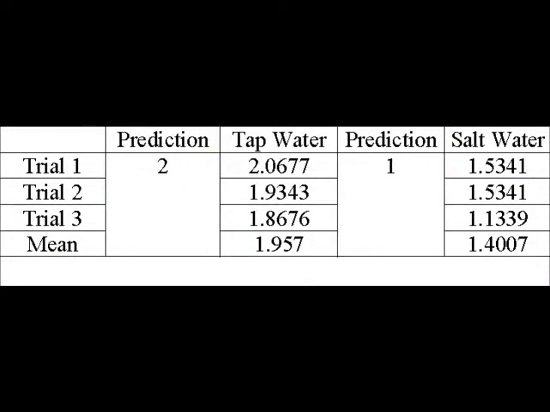As we can see from the table, our prediction was affirmed, as about 1.967 cubic centimeters of normal water was held on the penny, while only 1.4007 cubic centimeters of salt water was held on the exact same penny.